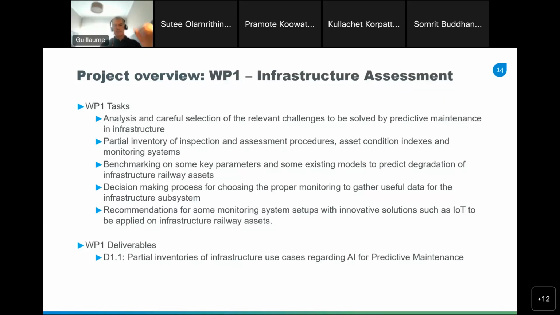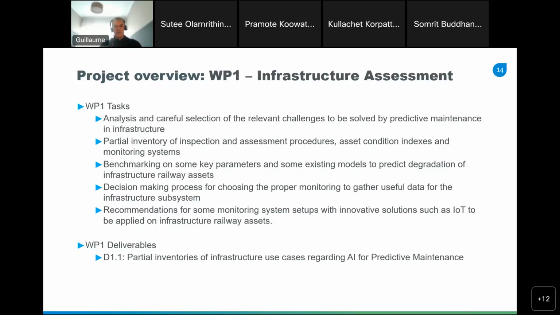Next is about benchmarking on some key parameters and existing models to predict degradation of infrastructure railway assets. Mostly it's based on the use case we have already identified. I will put some, let's say, slides for this use case later in this presentation. Here we identify the failure states and failure modes per asset for the infrastructure.